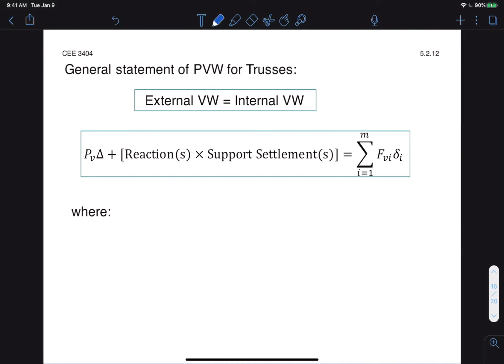So in total summary, remember that the general statement for the principle of virtual work is that external virtual work is equal to internal virtual work. So any forces and displacements that are external are going to go on the left side. Any forces or deformations that are internal are going to go on the right side. In addition, it's always a product of virtual loads times real displacements. So you should never be using, let's say, a real load times a virtual displacement.